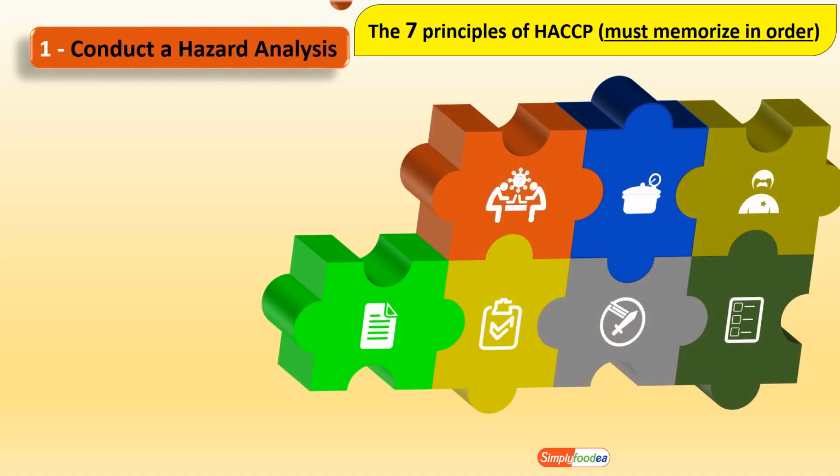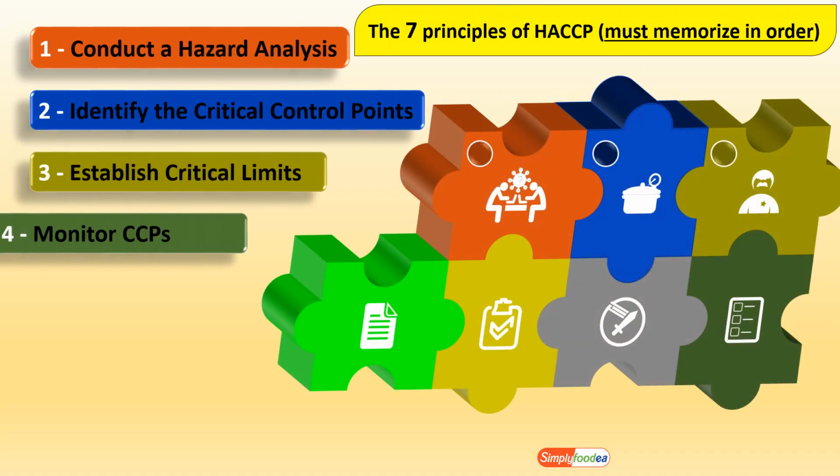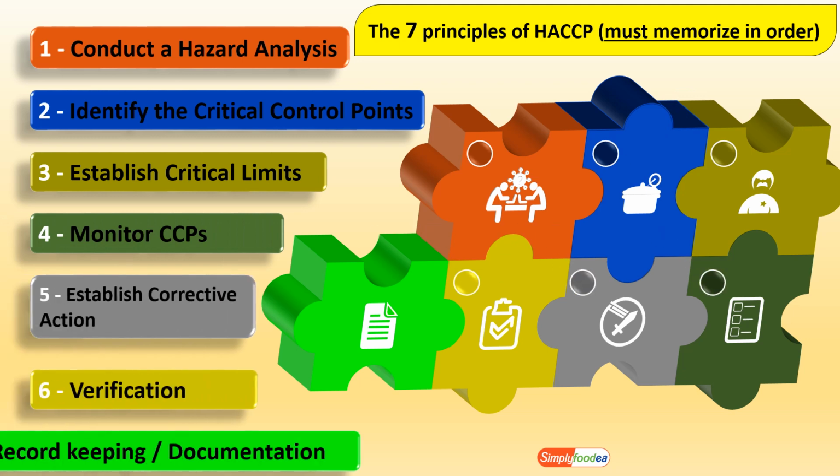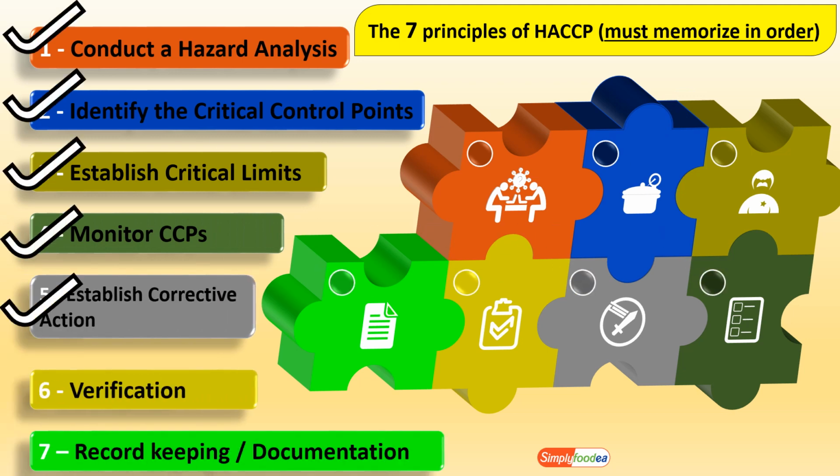Today we're going to continue the HACCP principle series explanation. We have finished the first 5 principles of HACCP, and there are still 2 other principles. We'll continue today with the explanation of HACCP principle number 6, the verification.